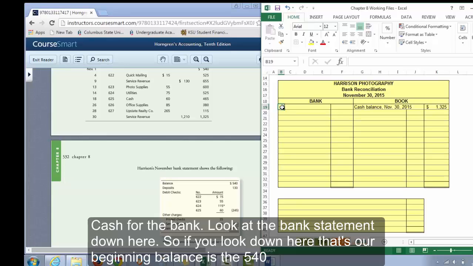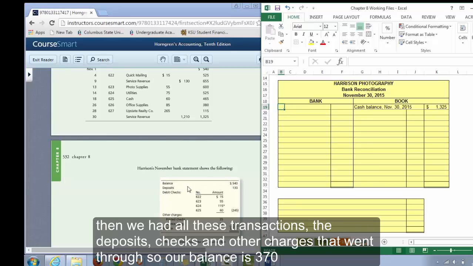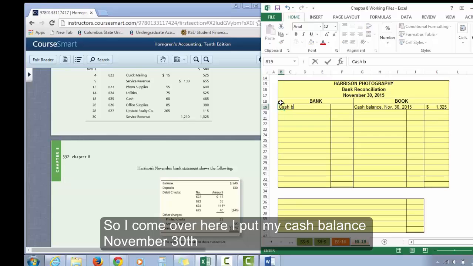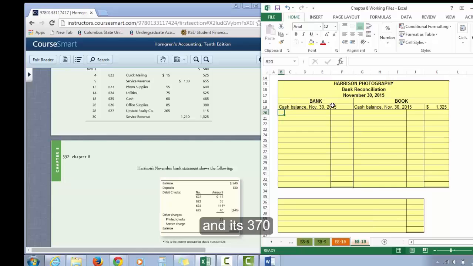Cash for the bank. So let's look at the bank statement down here. If you look down here, our beginning balance is the $540. Then we had all these transactions, the deposits, checks, and other charges that went through. So our balance is $370. So that's what we're going to put on our bank reconciliation. I'm going to put my cash balance, November 30th, and it's going to be the $370.